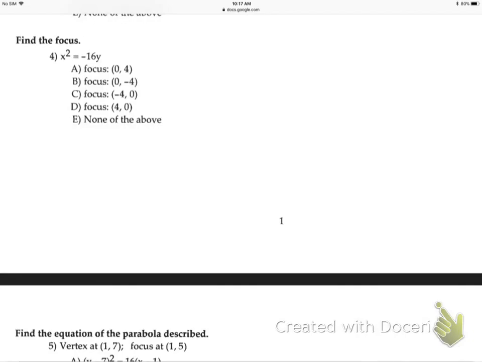Okay, so find the focus. X squared equals negative 16y. So what should I do on this problem? Get one side to the 0. What should I do? Like 16 equal to like minus 4. Right, we got to do that.